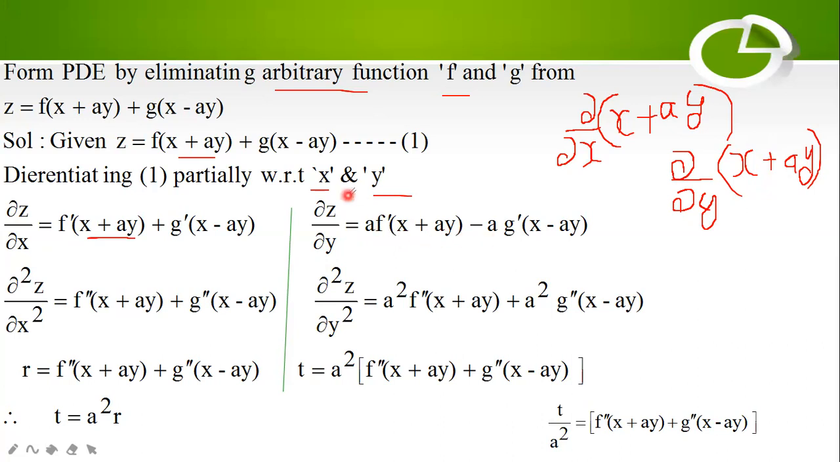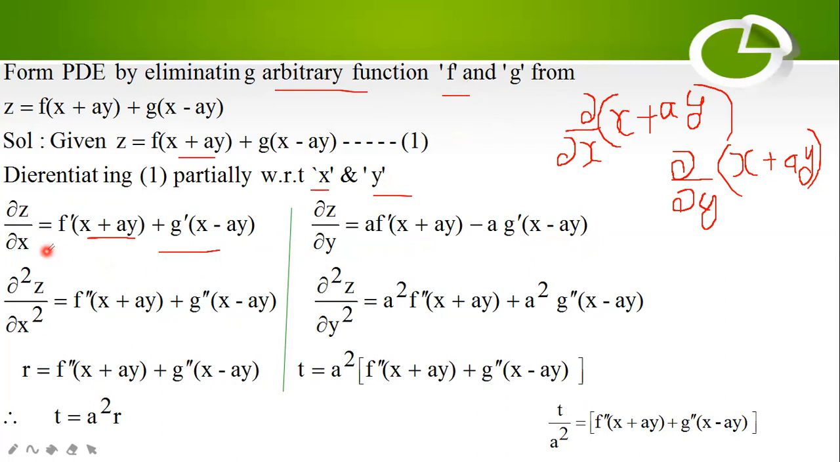Similarly, we are differentiating this with respect to y, that is g dash of x minus ay into the derivative of this function with respect to y. With respect to y, x is constant, this is 0, the derivative of y is 1, and 1 into minus a is minus a, therefore minus a into g dash of x minus ay. From these two equations we don't get the complete solution, so that means we can't eliminate these two arbitrary functions f and g.